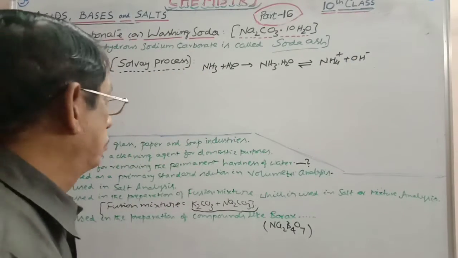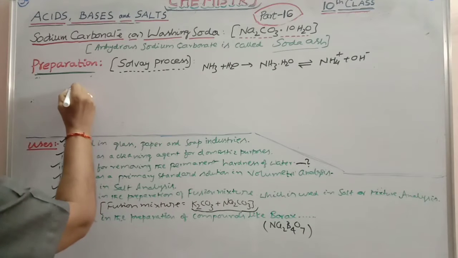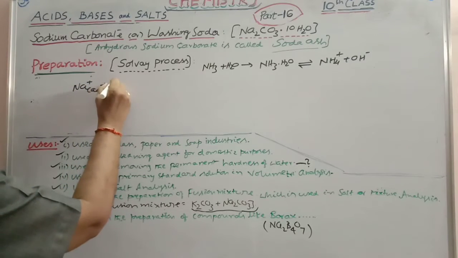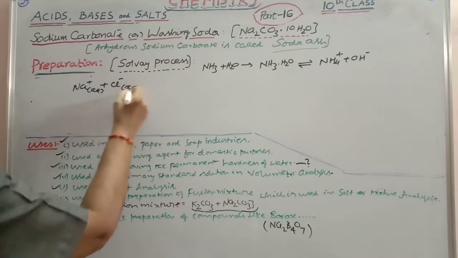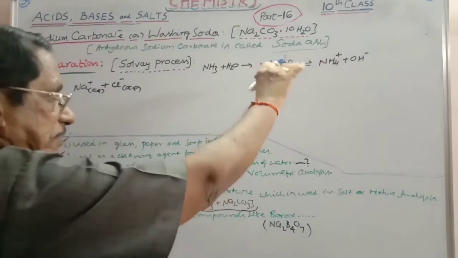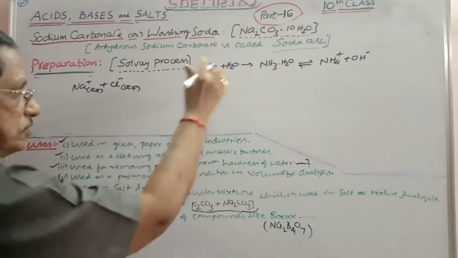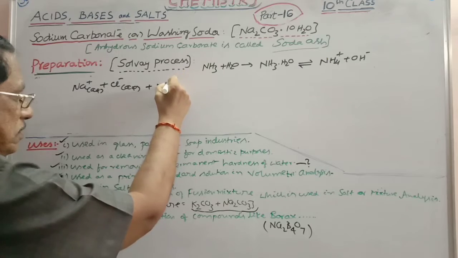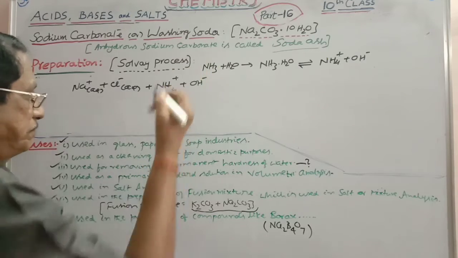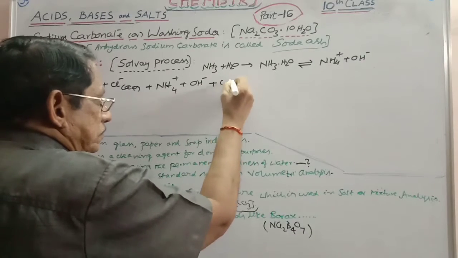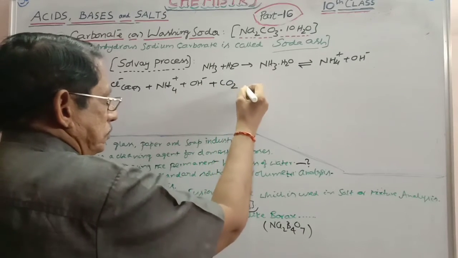Okay. Now, if you take the brine solution, what is the brine solution? Na plus aqua plus Cl minus aqua. This is the brine solution. Aqua means water. When ammonia is passed into it continuously, those ions are also present in the solution. What are they? Ammonium ion plus OH minus ion, aqua, of course. And then continuously we are passing CO2 gas.